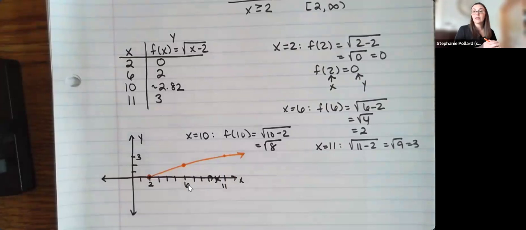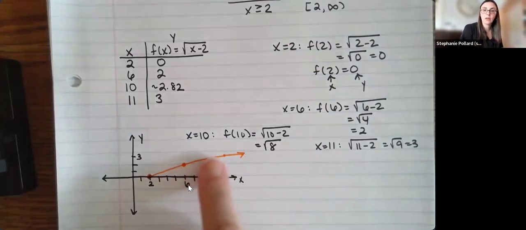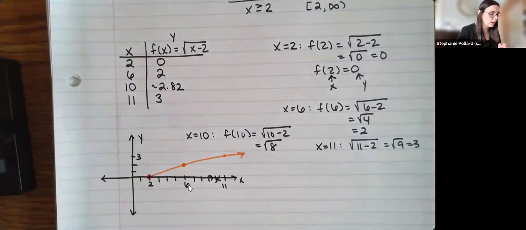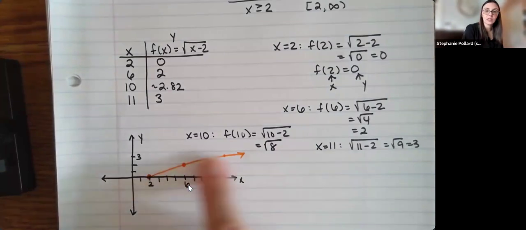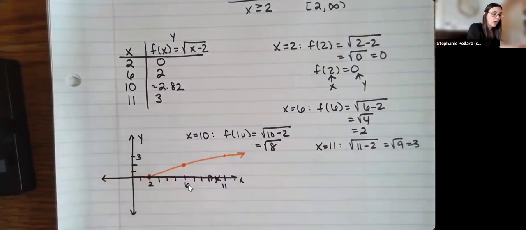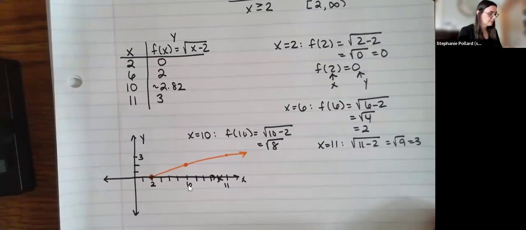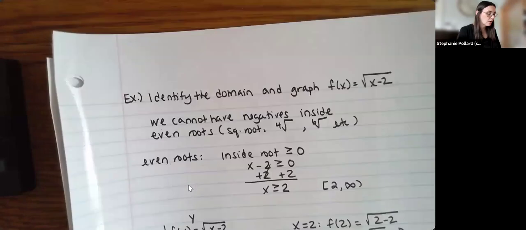It is an increasing function, so it actually is going to keep increasing, although it increases more slowly as you go along. But you have this sort of nice curve here, which is common to square roots. Okay, let's look at one more graphing example.